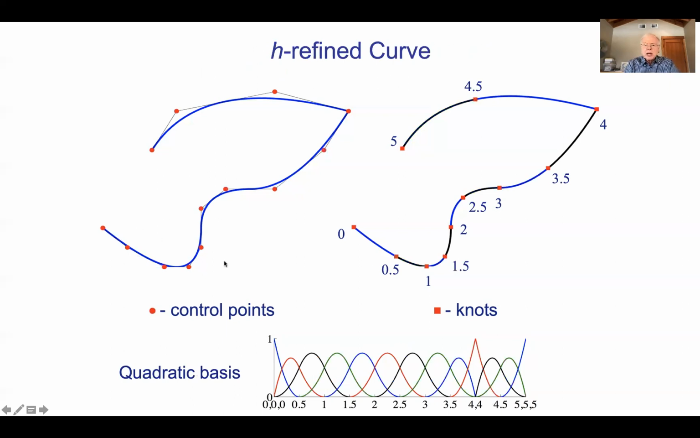And you can refine the mesh. So what we've done here is we've bisected the mesh by introducing knots halfway between all the other intervals that were there. And as you can see, the geometric object has not changed at all. It's exactly the same. So this is really important.